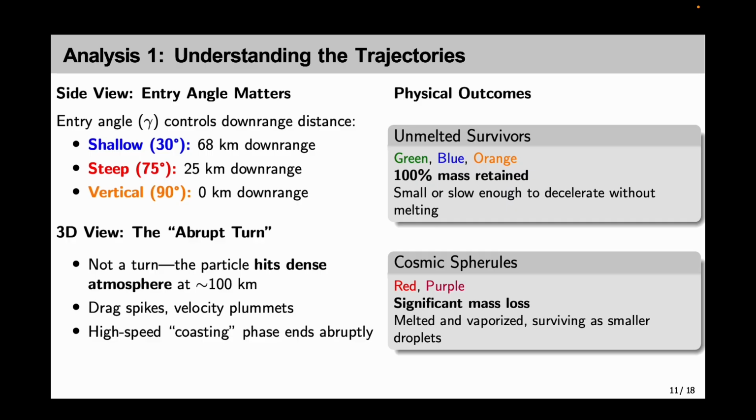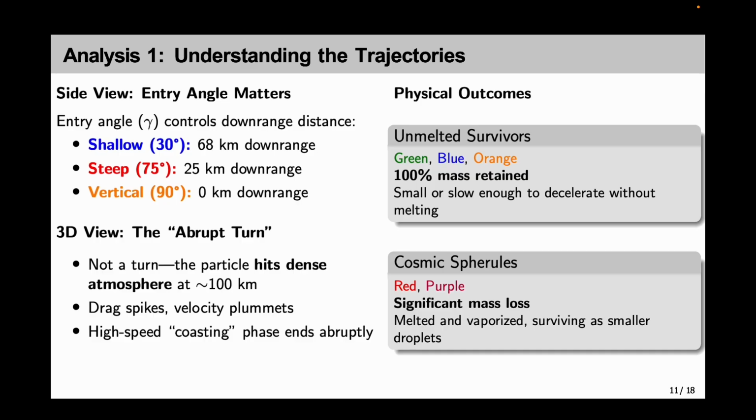First, the side view plot clearly shows that our model correctly captured the entry angle. The 90-degree vertical particle in orange travels 0 kilometers downrange, as it must. In contrast, the 30-degree shallow particle in blue travels almost 70 kilometers horizontally. The path shapes are physically correct.